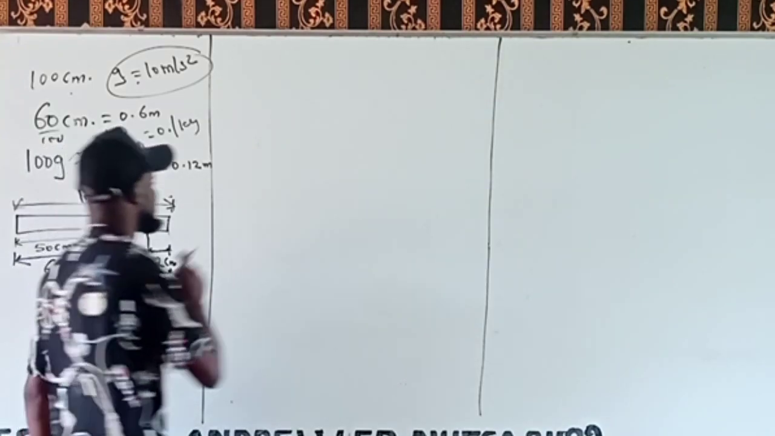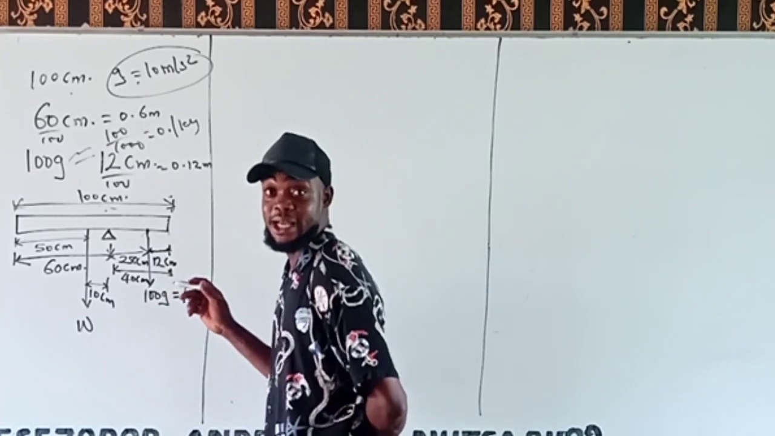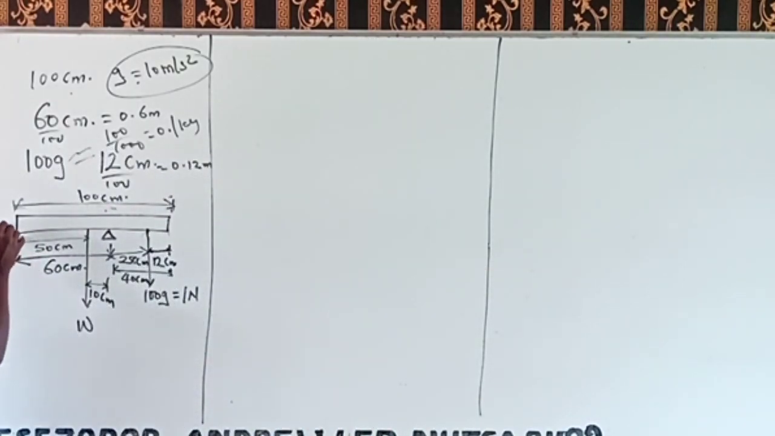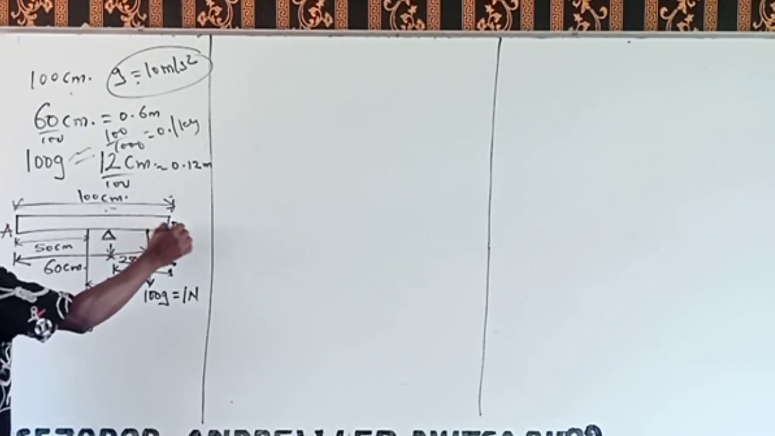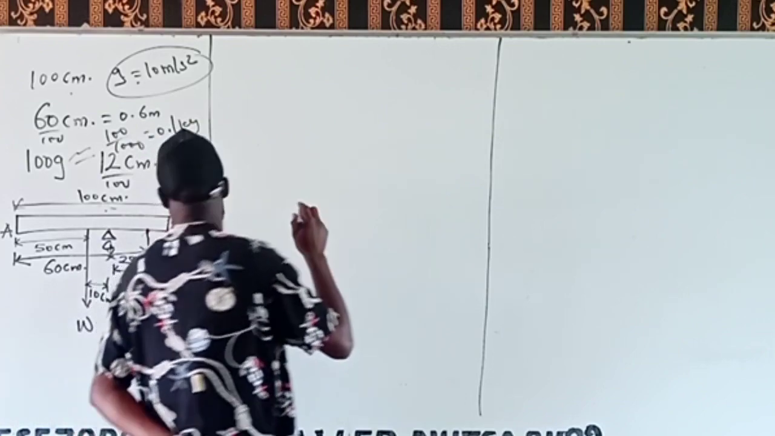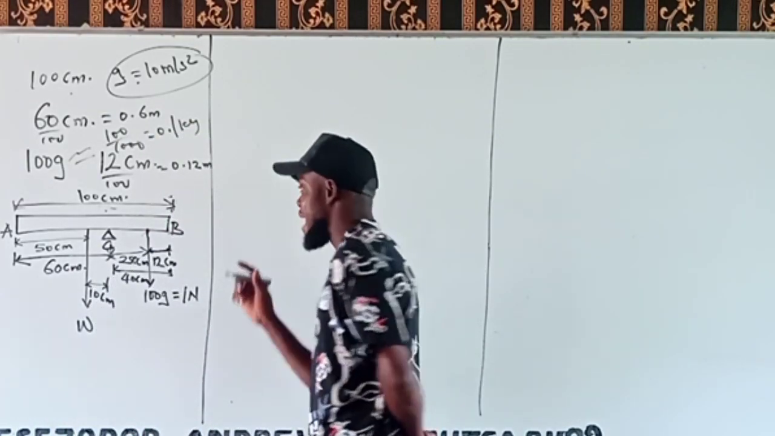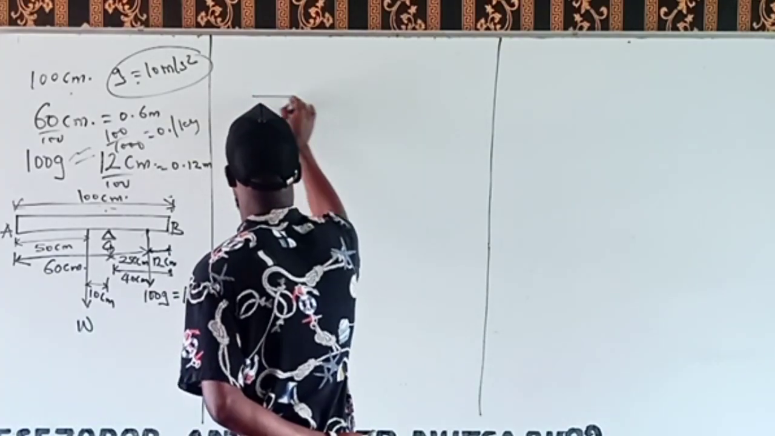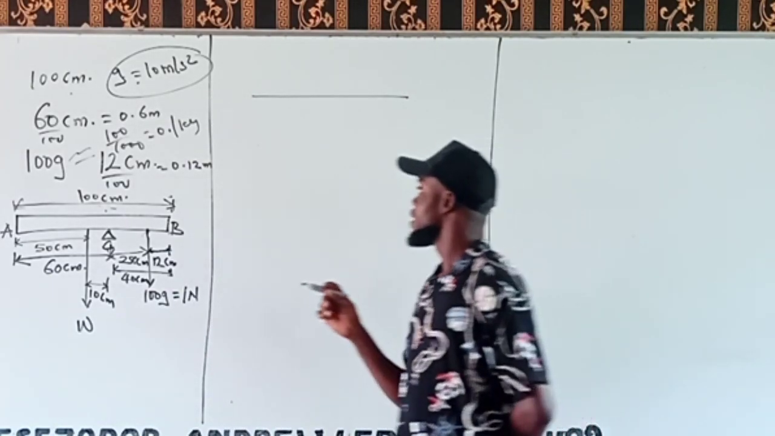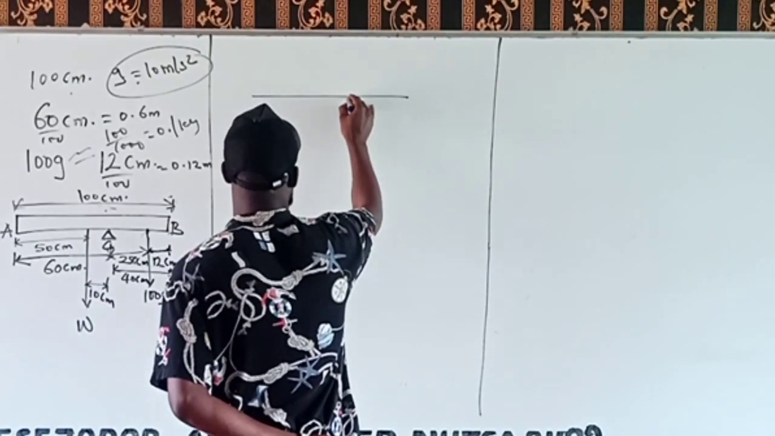So let me redraw it again. It's very good, because I want to take my moment about this pivot. I'm going to label it point A, point B, point C. I want to take moment about C so that any other thing I don't need will go away. So I will draw this line to denote the meter rule. Then the next thing, let me just put the pivot here.